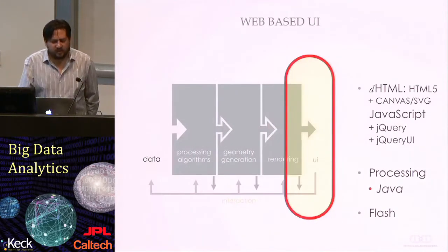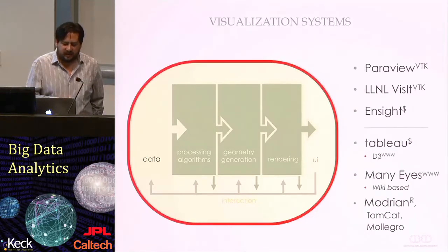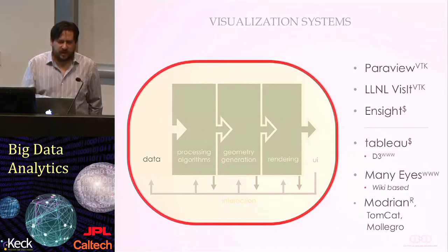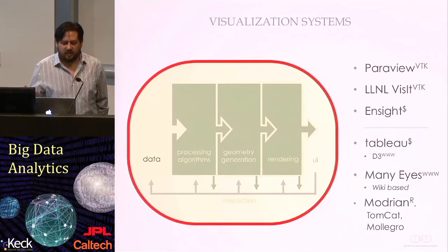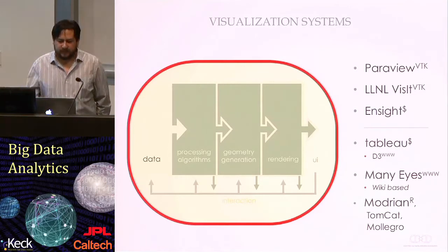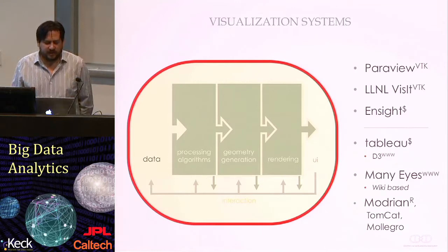Now that we've talked about user interfaces, we can talk about things that put everything together. We're talking everything from the data creation, data ingestion, processing algorithms, geometric generation, actually rendering it on the screen, and giving you a user interface at the end of it. This is what we call a visualization system.